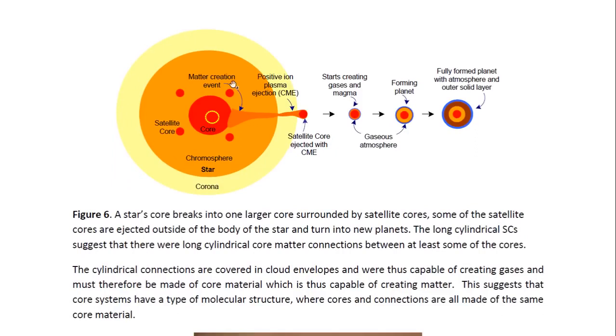Now, stellar cores are part of a core system. They were part of these star systems that became energy depleted, and the stars broke apart, the planets broke into pieces, and the cores were released. And this illustrates what a core system inside of a star looks like. It will have a central core and it will have satellite cores, and these are sources of gravity and sources of matter. Some of these cores are ejected by the star, and then they create matter and turn into planets.